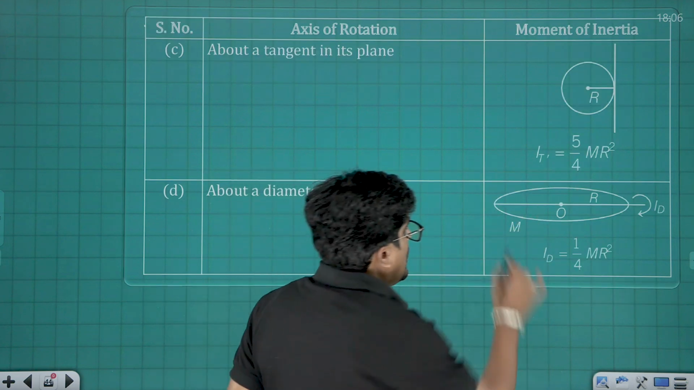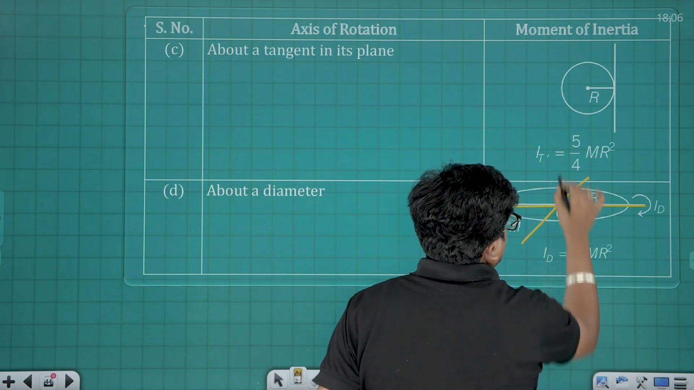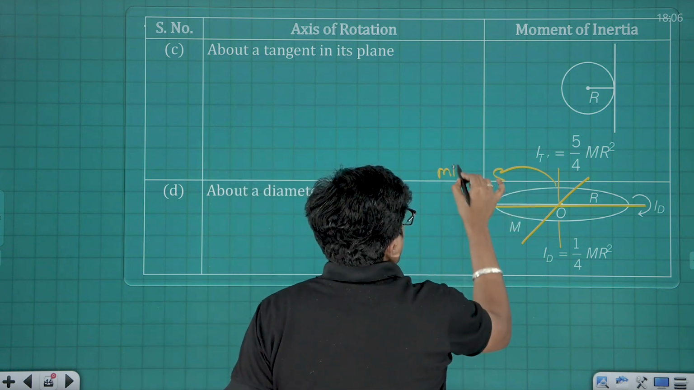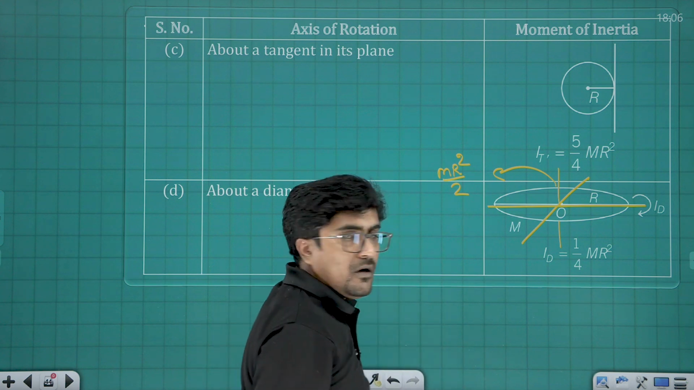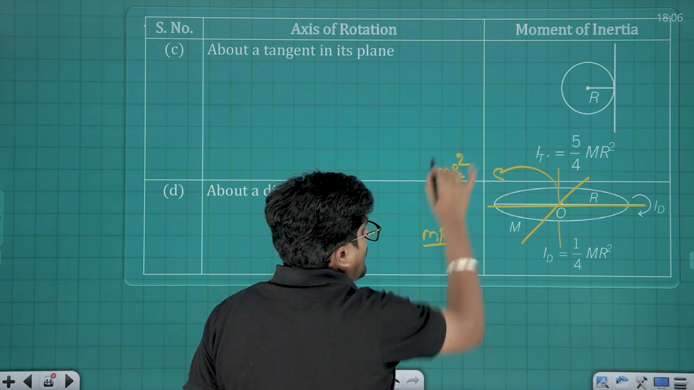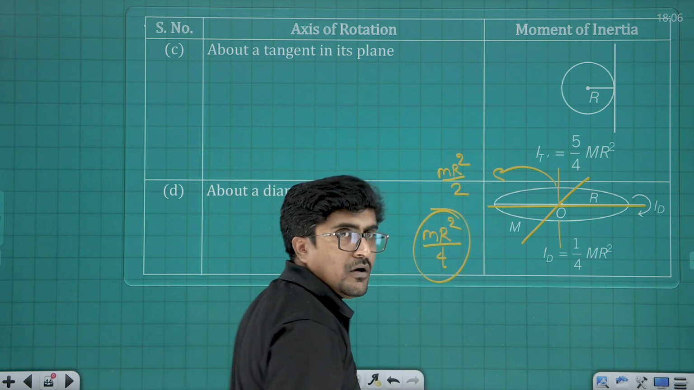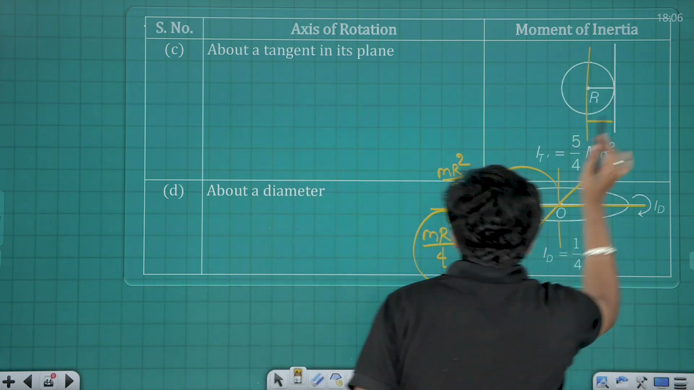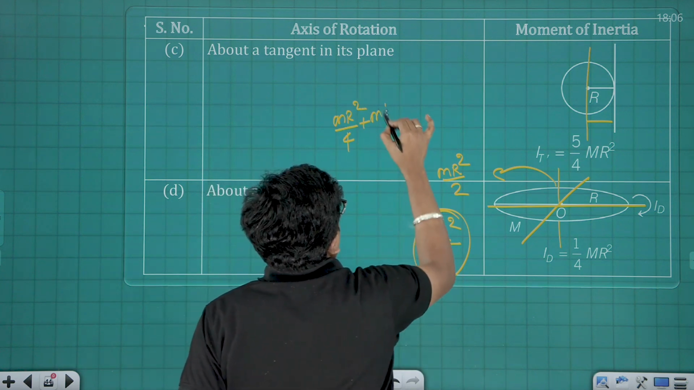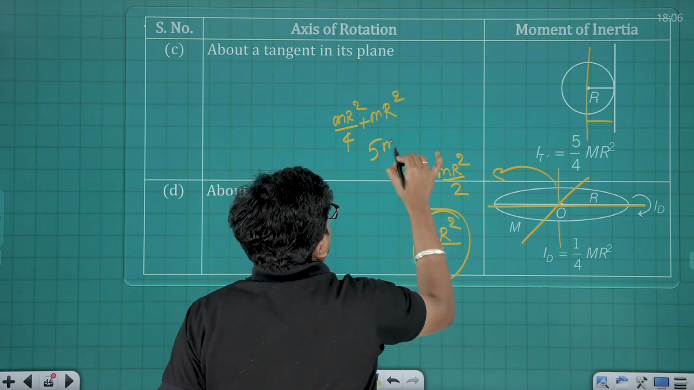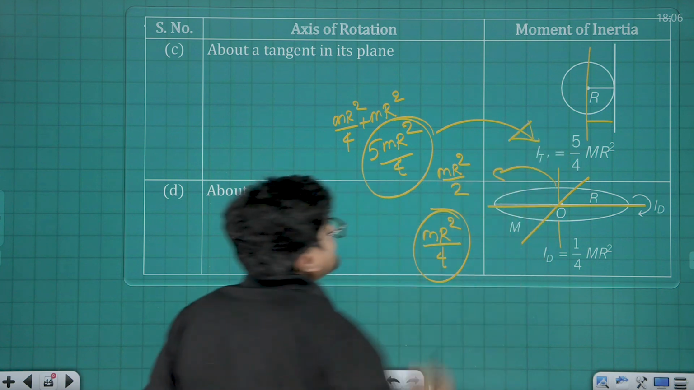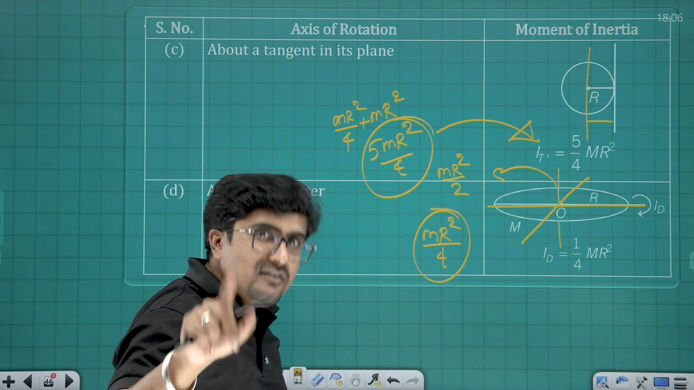Same pattern. Now I am going to find out the moment of inertia with respect to any of these two. With respect to this particular axis, it is mr square by 2. Now with respect to any one of these, it's going to be half of this, that means mr square by 4. Now parallel axis theorem is going to help me. How? mr square by 4 plus mr square. So this is going to be 5 times mr square by 4. Have a look. Getting my point?